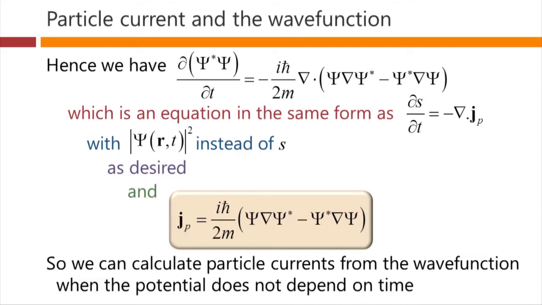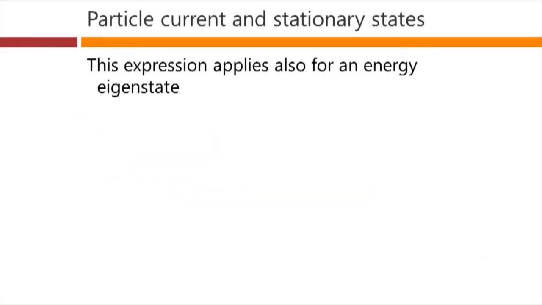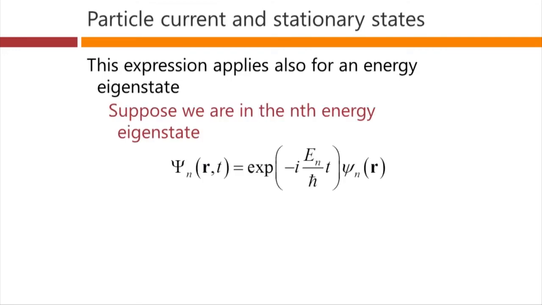So now, if we know the wave function, we can calculate particle currents in situations where the potential does not depend on time, but that covers a very large range of situations. So solely working from this analogy with classical systems and working with our Schrödinger wave equation and our wave functions, we now have an expression that allows us to calculate particle current densities. Now, this has a very important consequence that we care about here. This expression that we have come up with also works for an energy eigenstate. Suppose then that we are in the nth energy eigenstate.